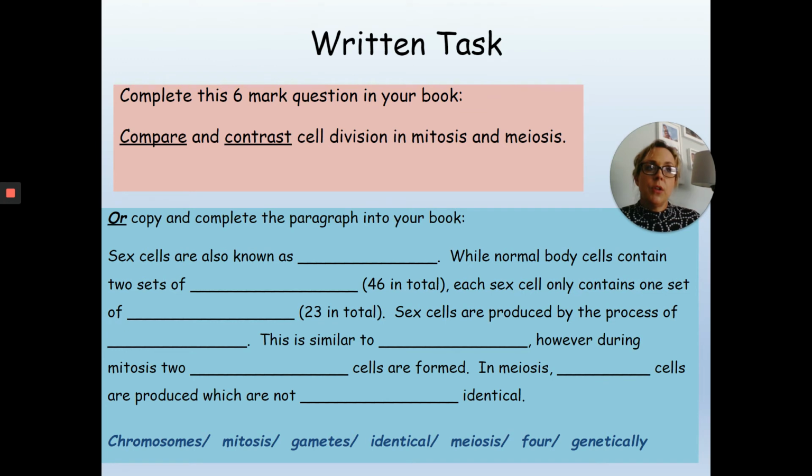If you don't feel very confident in completing a 6-mark question, then you can copy and complete the paragraph at the bottom in blue into your book, and the keywords are given there for you. That will also help with the 6 marker to give you some key terms that you should be including in your 6 marker. So pause this presentation for me while you complete this and then come back here when you're done.